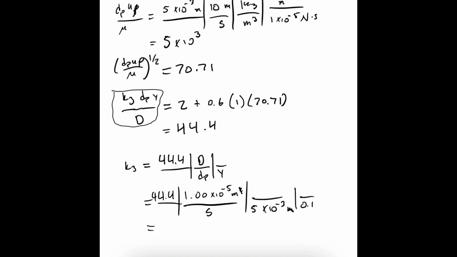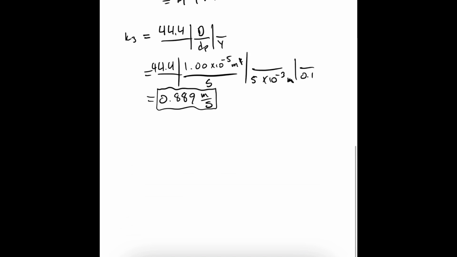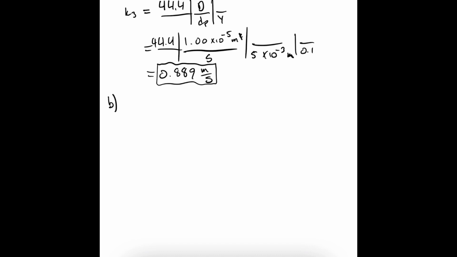Let's pull out our calculators and figure out the magnitude of kg. 0.889 meters per second. That is the answer to part A. Okay, part B. Why might the true value of kg in the reactor be significantly different from the value estimated in part A? Give several possible reasons. Okay, I'll give a couple of reasons.